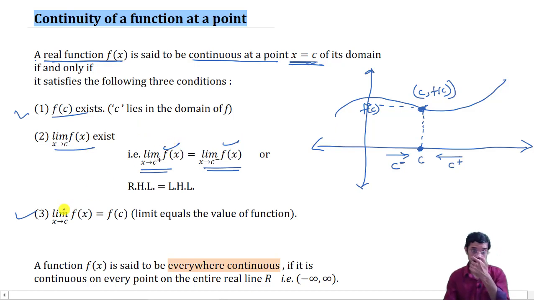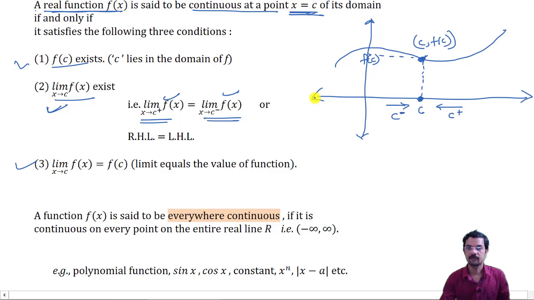And then the third point is that the value of this limit, that is the left hand limit equal to right hand limit, and both of them should be equal to the value of the function at x equal to c. Then such a function is called a continuous function. A function is said to be continuous everywhere on the real number line if it is continuous at each point of the real number line.